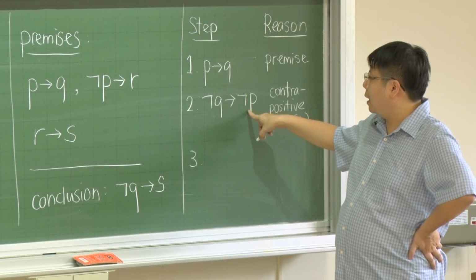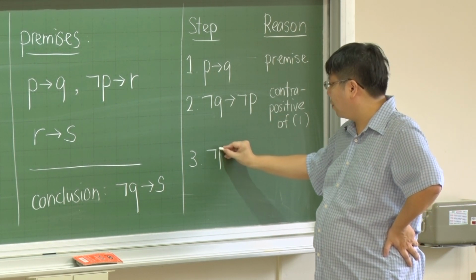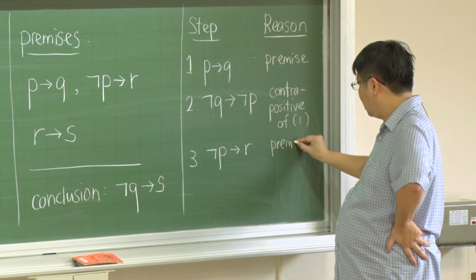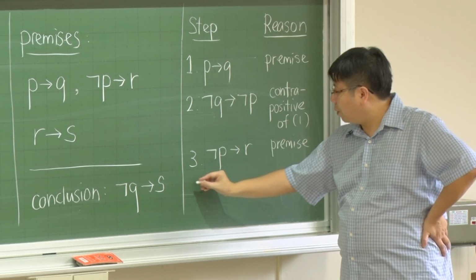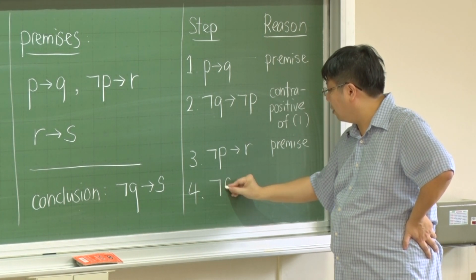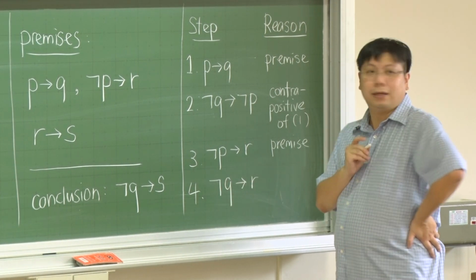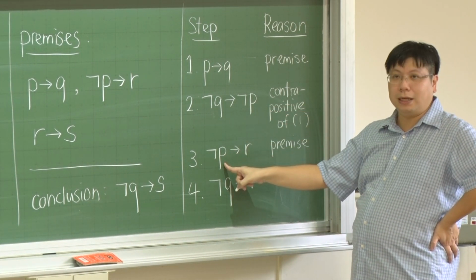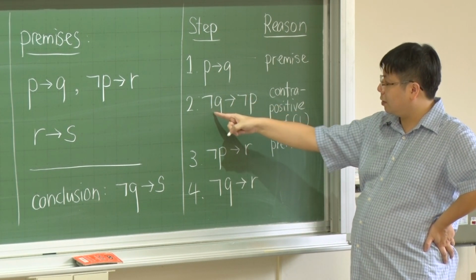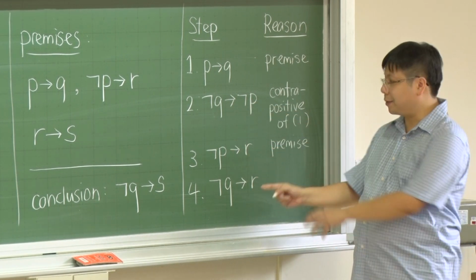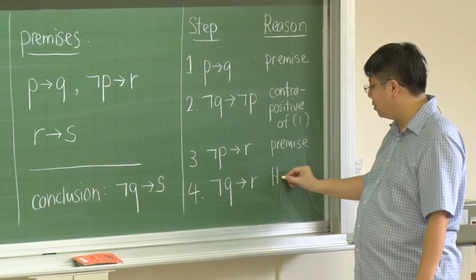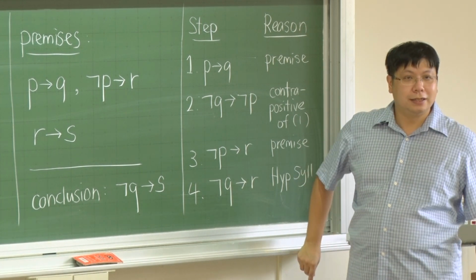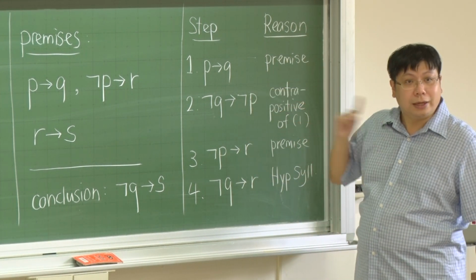Because we have not Q implies not P, and then we also have not P implies R. So this is from the premise. Then we will have not Q implies R. Is that okay? Because not Q implies not P implies R. Together, it is not Q implies R. So there is a name for it. This is called the hypothetical syllogism, based on these 2 and 3.